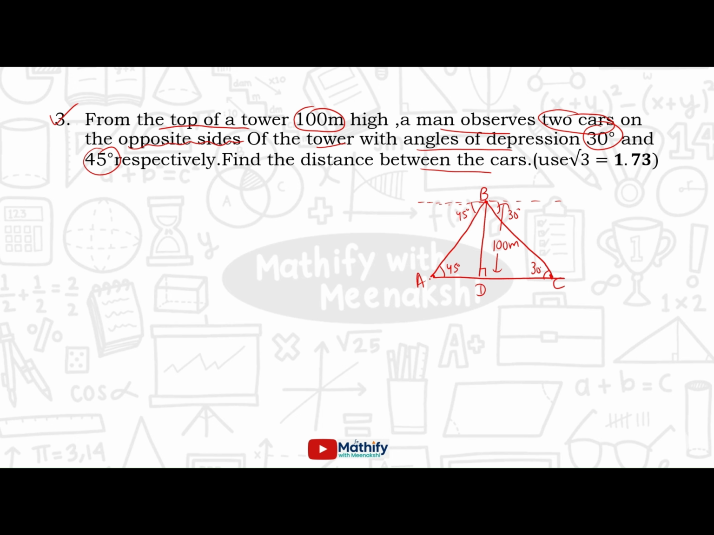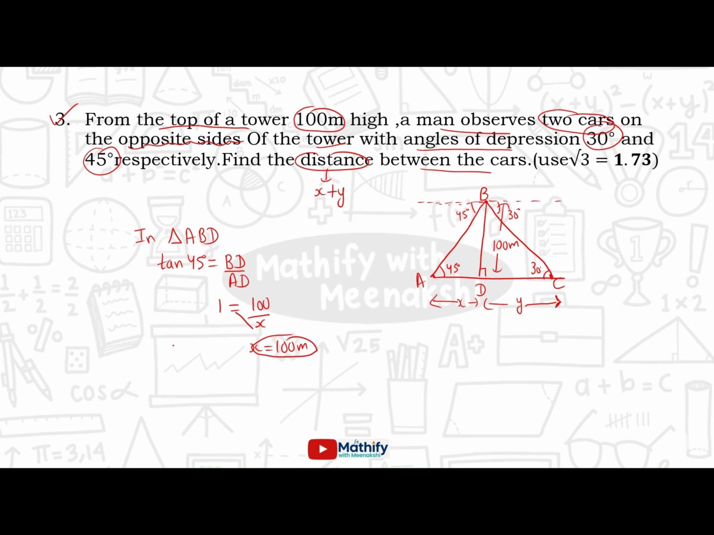What we have to find? We have to find the AC, the total distance, you can say. So let's write this as x and this is y. We have to find x plus y. So we'll use two triangles again. First in triangle ABD, tan 45 degrees is equal to BD by AD. And that means 1 is equal to 100 by x. If you do cross multiplication, x is 100 meters.